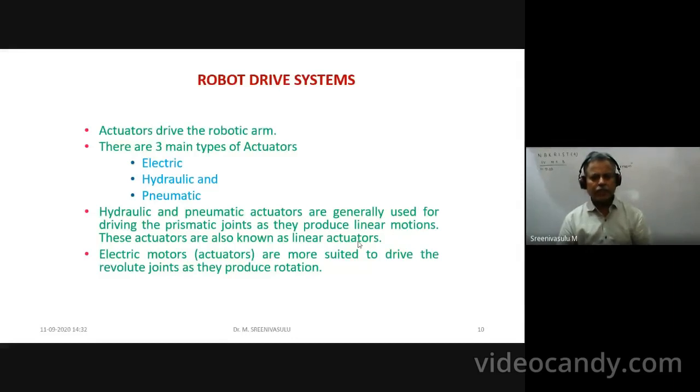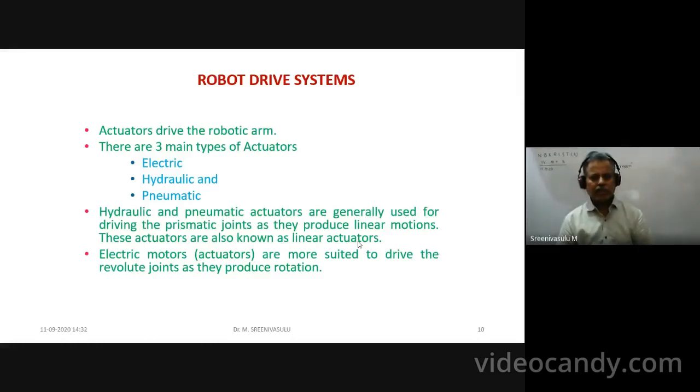These actuators are also known as linear actuators, though not rigidly concluded with this particular statement. Sometimes, depending upon the requirement, if you want, you can use them even for rotating actuators. But majorly, they confine themselves to linear motion.